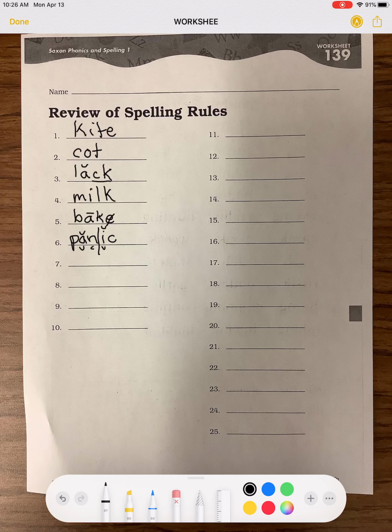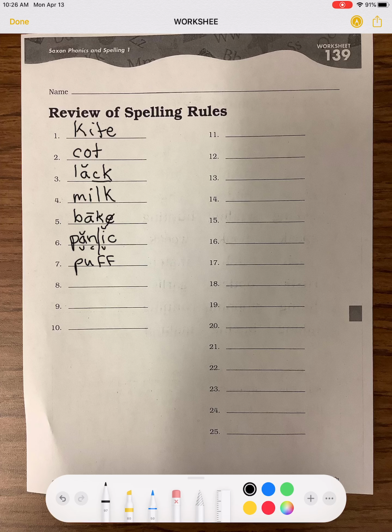Okay, number 7. Let's talk about our floss rule. When a one-syllable root word has a short vowel sound followed by an F, an L, or an S, it's usually spelled with an FF, an LL, or an SS. So that letter is doubled, right? Like in the word puff, P-U-F-F. Puff. I want a cheese puff.